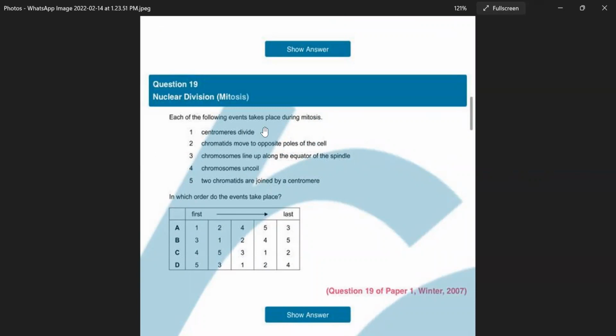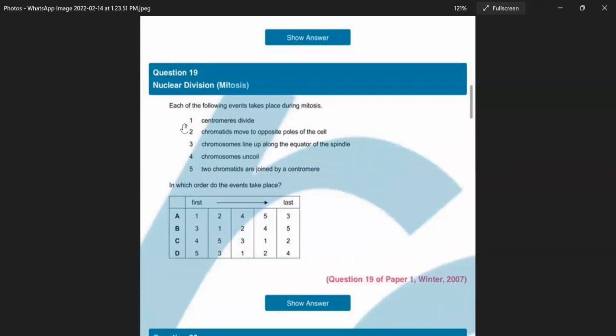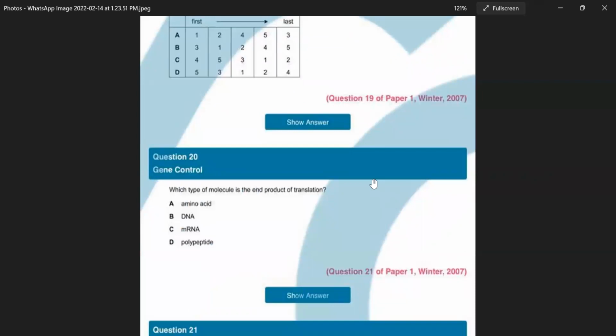Each of the following events takes place during mitosis. In which order do these events take place? Quickly, I need answers. Does 4 occur first or 5? Chromosomes uncoil. Do chromosomes coil or uncoil in the first phase? No, that's the last phase. So what's my answer going to be? D. Yeah, perfect. Do I need to go through all of them individually? If you don't understand one of them, then tell me.